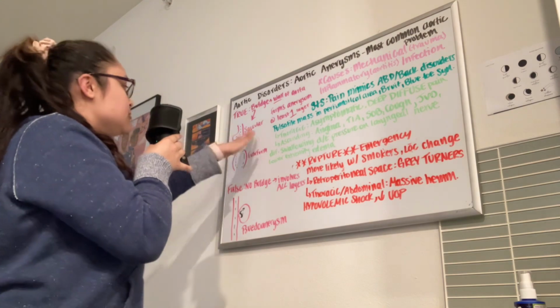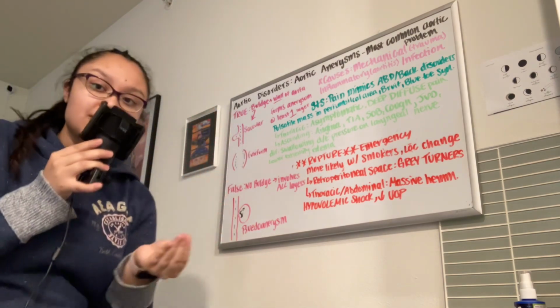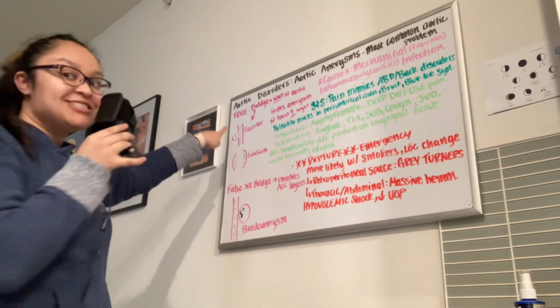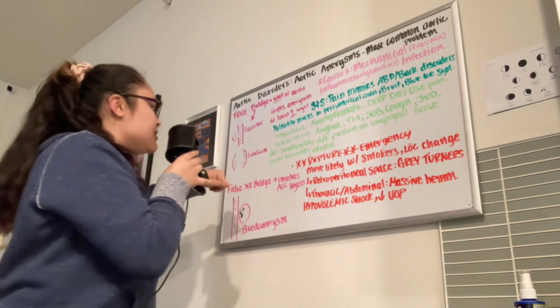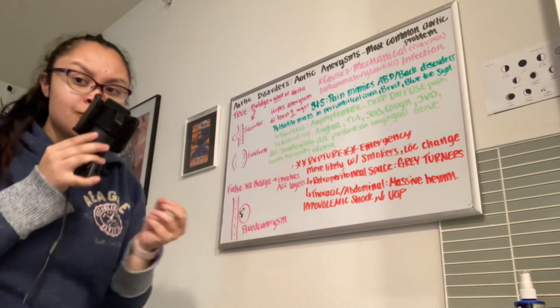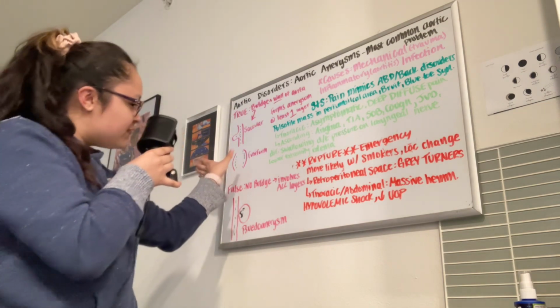This one, saccular, you can remember it's saccular because there's a sac on the side. The other one that's a true aneurysm is fusiform. You can remember fusiform because it looks full.